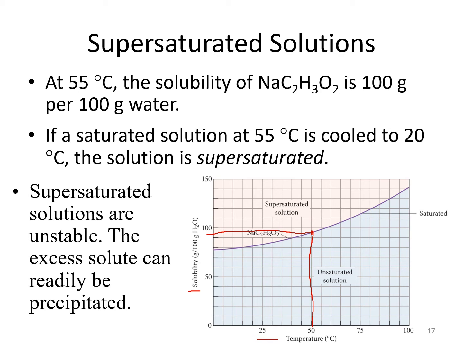At 50 degrees, what if I dissolve 50 grams? So at 50 degrees, I dissolve 50 grams. That puts me right here. What kind of solution do I have? Because it is below the saturation line, we have an unsaturated solution.